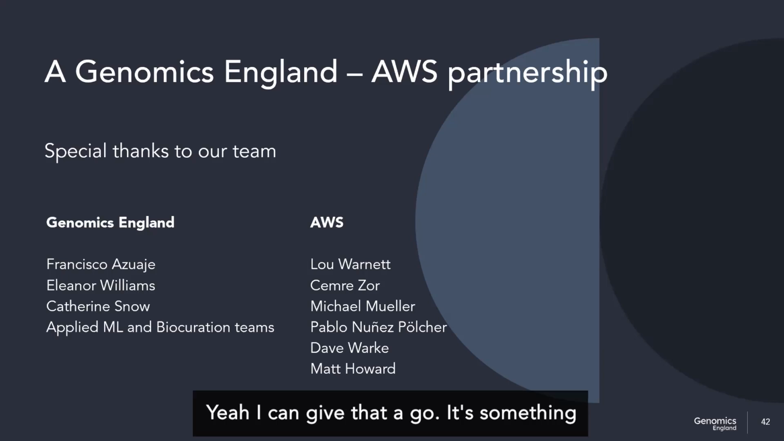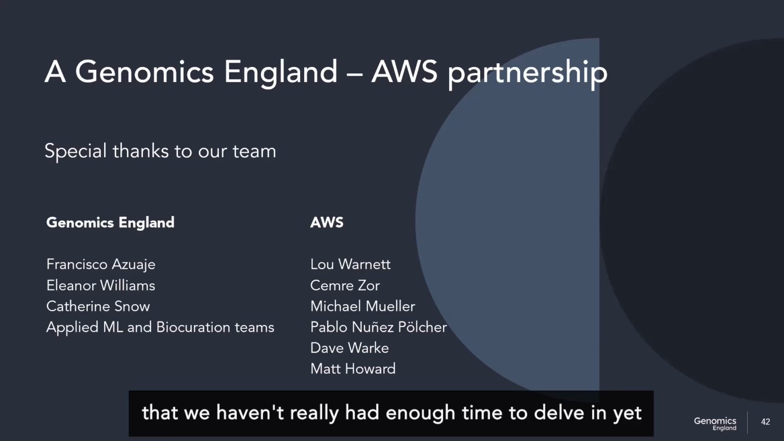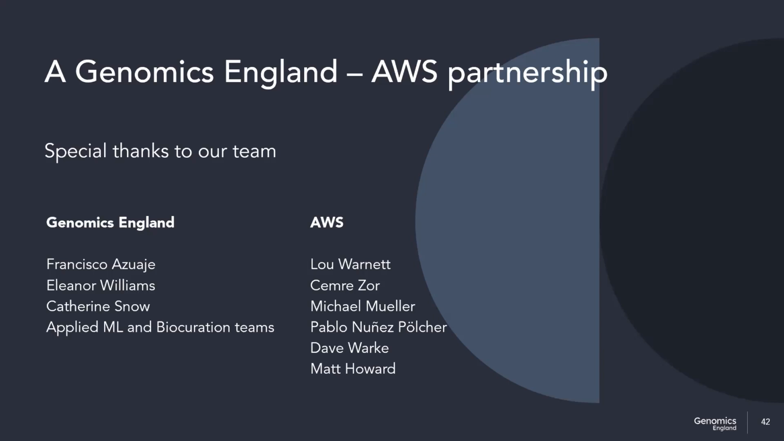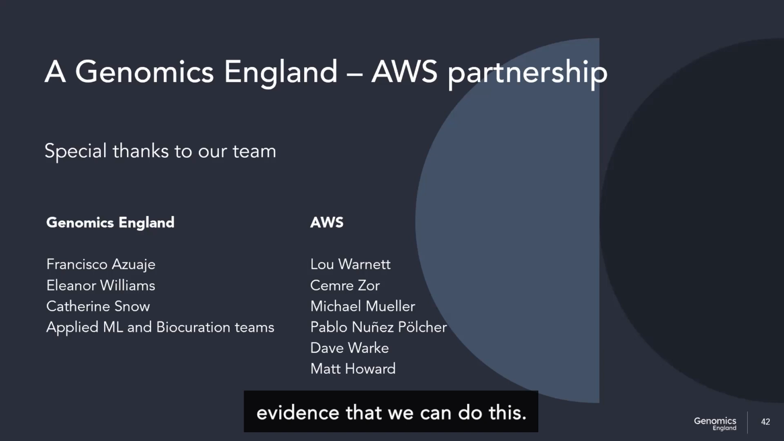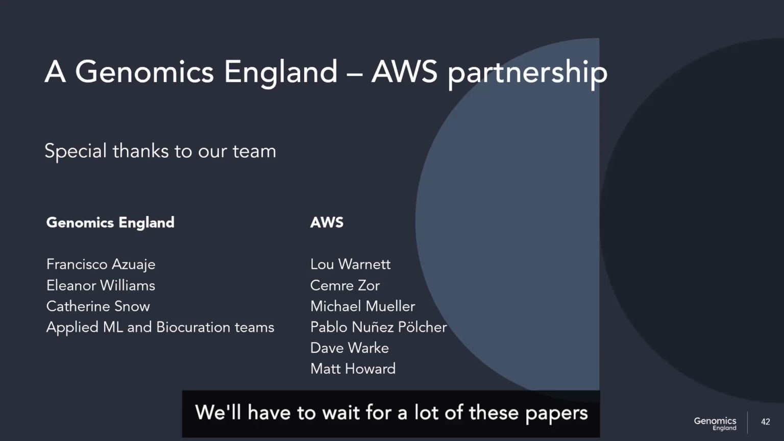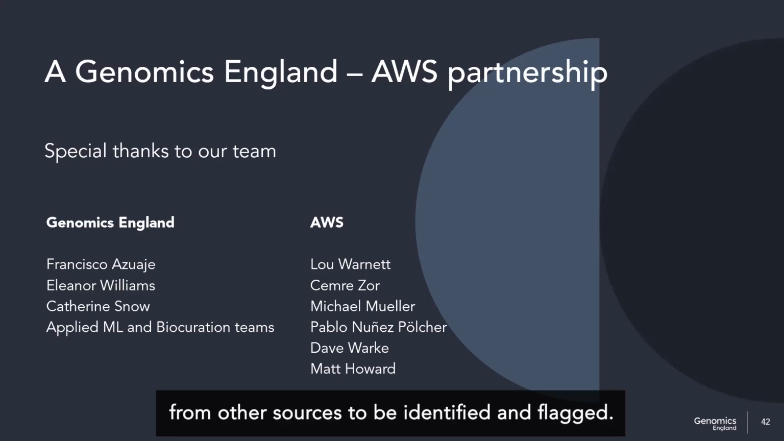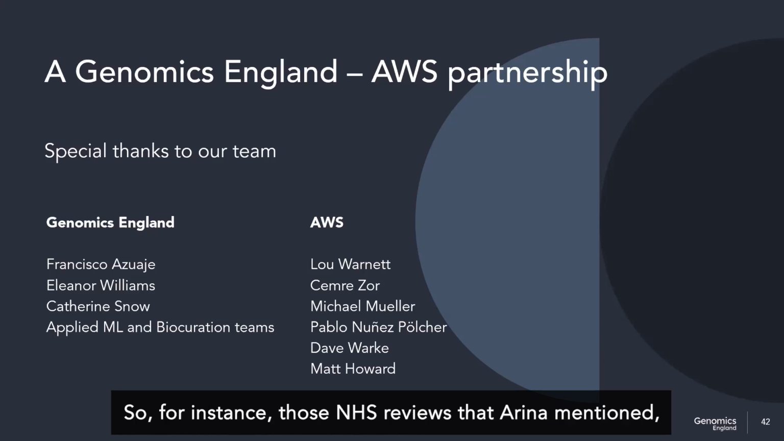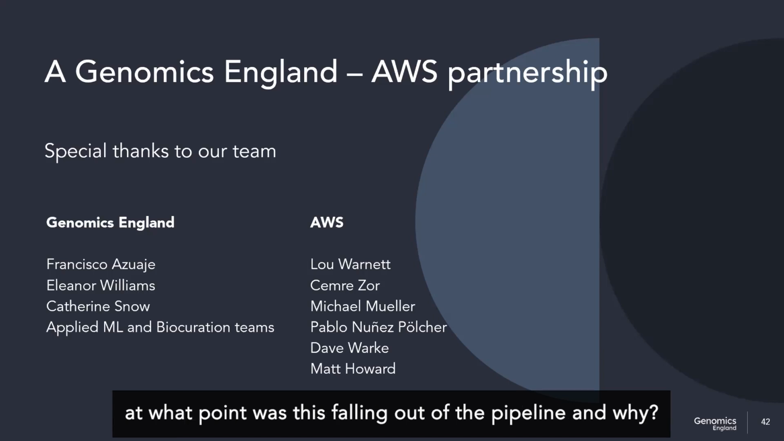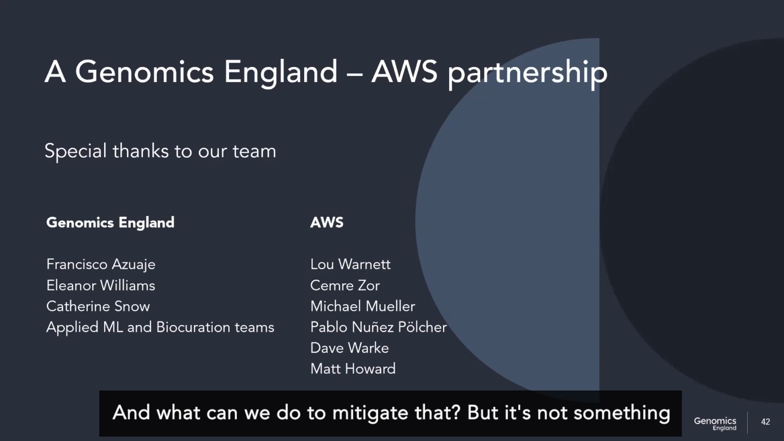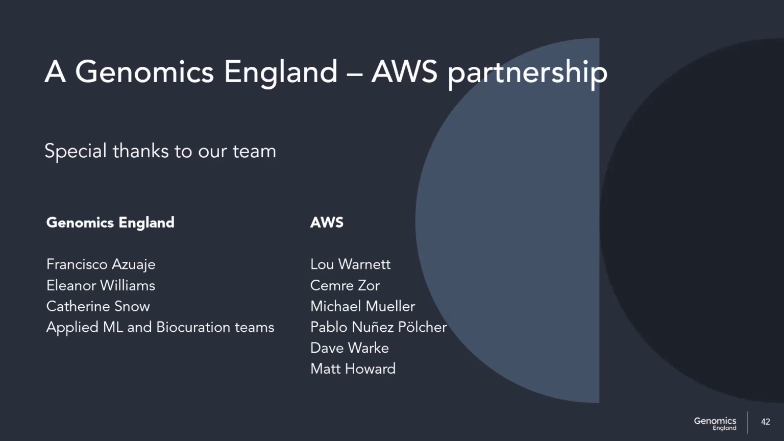Yeah, I can give that a go. It's something that we haven't really had enough time to delve into yet, and I think there'll be a bit of a lag before there's enough evidence that we can do this. We'll have to wait for a lot of these papers from other sources to be identified and flagged. So, for instance, those NHS reviews that Arina mentioned, and then we can cross-check that with our pipeline and say, at what point was this falling out of the pipeline and why, and what can we do to mitigate that? But it's not something that we've really prioritized at the moment.